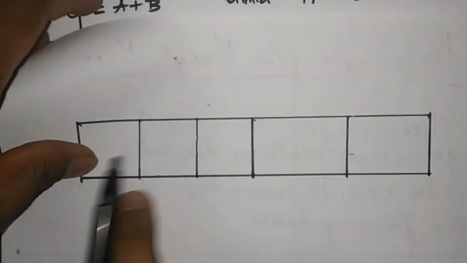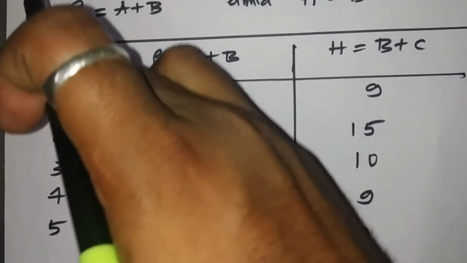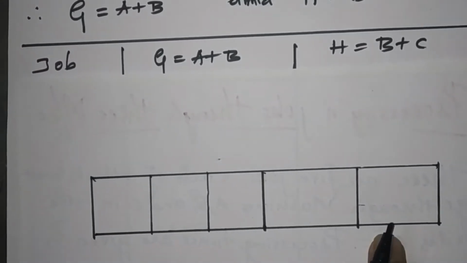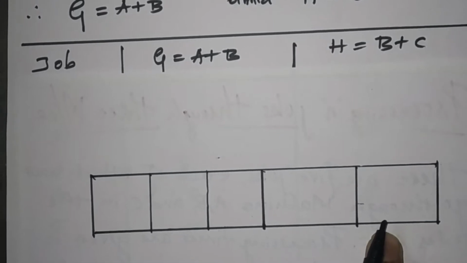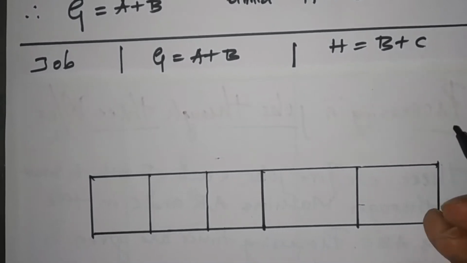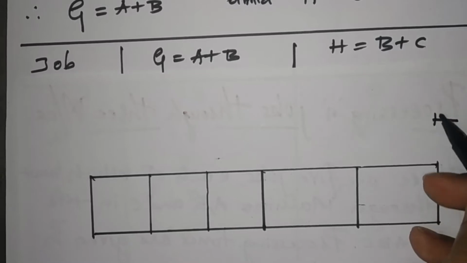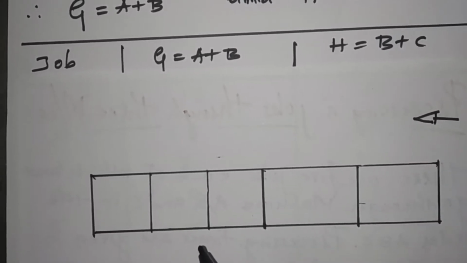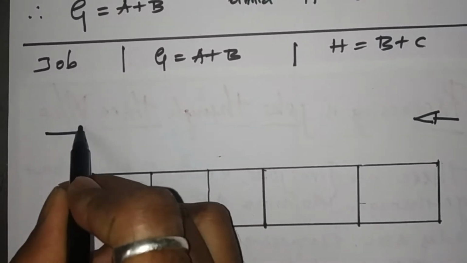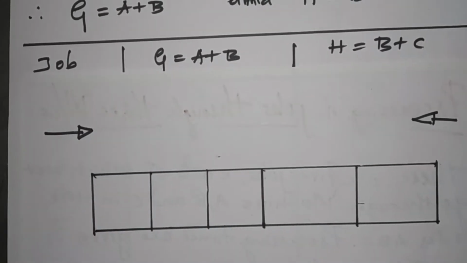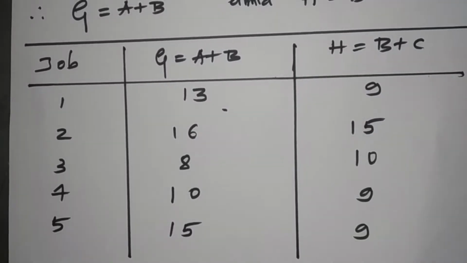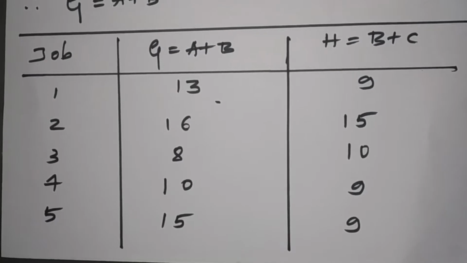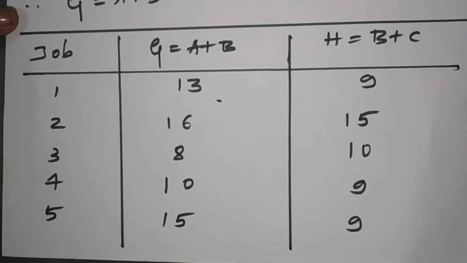The simple method is to make 5 boxes, the number of boxes being equal to the number of jobs. So there are 5 jobs, and I'll make 5 blocks here. If the minimum time is found on machine H, you sequence from this side, and if the minimum time is found on machine G, you sequence from this side. First we'll check the minimum time among G and H. Looking at this, the first minimum number, the timing, is 8.